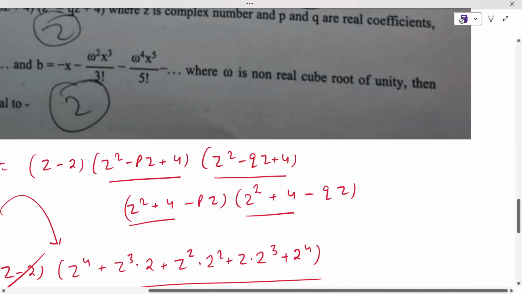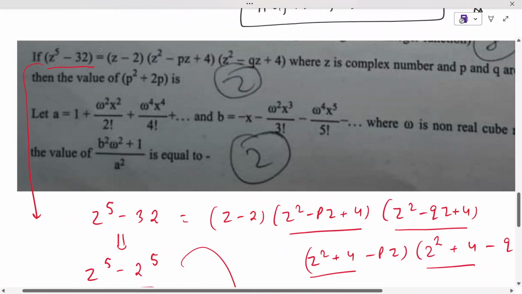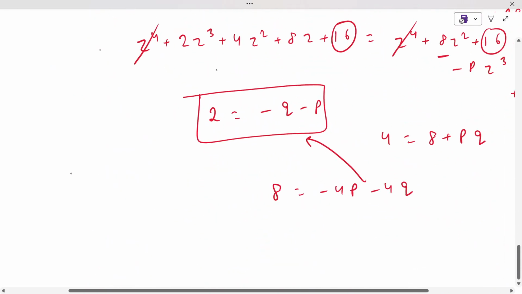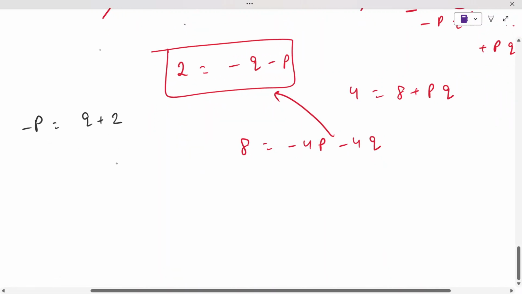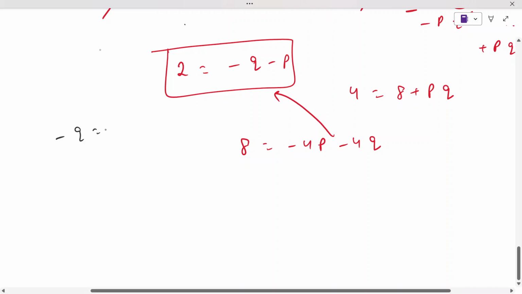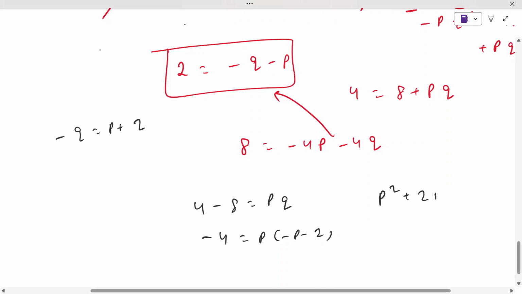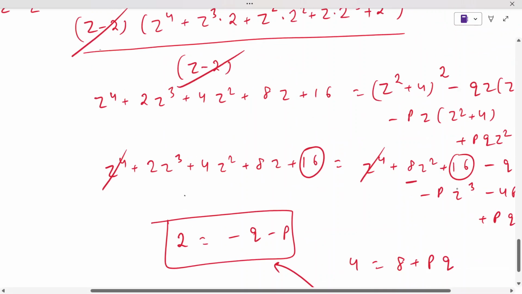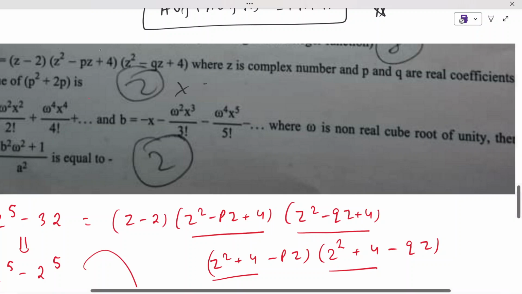So we have to find out the value of p square plus 2p. P square plus 2p, right? So minus p is equal to q plus 2. Fine. Just put the value out there. P into p plus 2, right? So let's put the value of q. So minus q is p plus 2. This value you can substitute there. So you obtain 4 minus 8 is equal to p into q, and q is minus p minus 2. So minus 4 is equal to p into (minus p minus 2). So p square plus 2p is equal to simply 4. Isn't it? Got it?